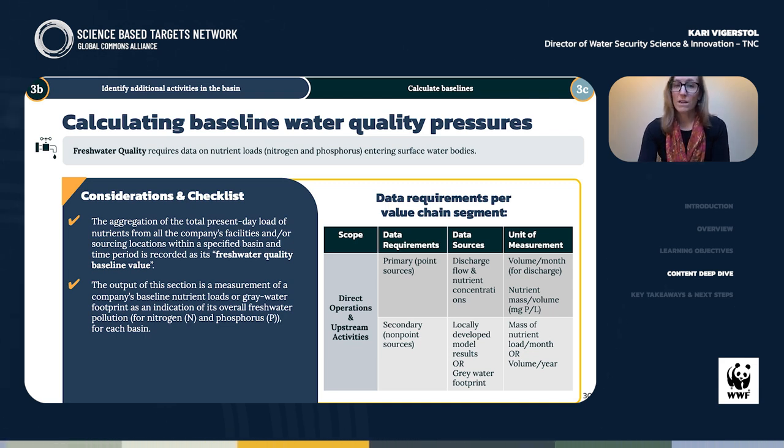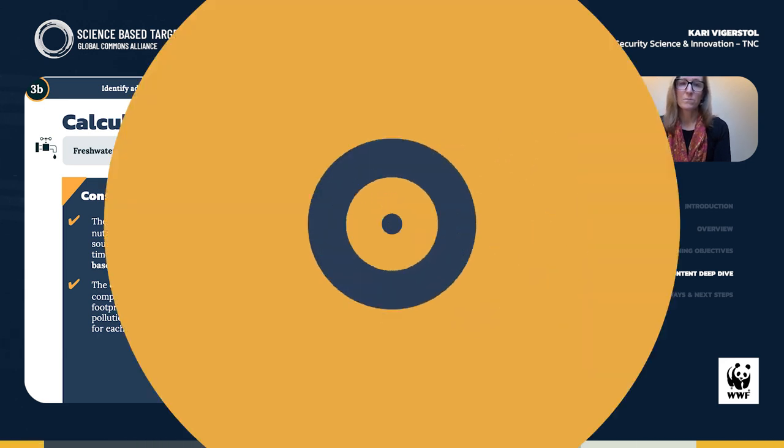The data required depends on the pollutant source. For point sources, for example, discharges from a single identifiable conduit, these require primary data on discharge flow and nutrient concentration. Non-point sources may be estimated from secondary data, including results of a locally developed model calibrated to site-specific data, or from gray water footprints.